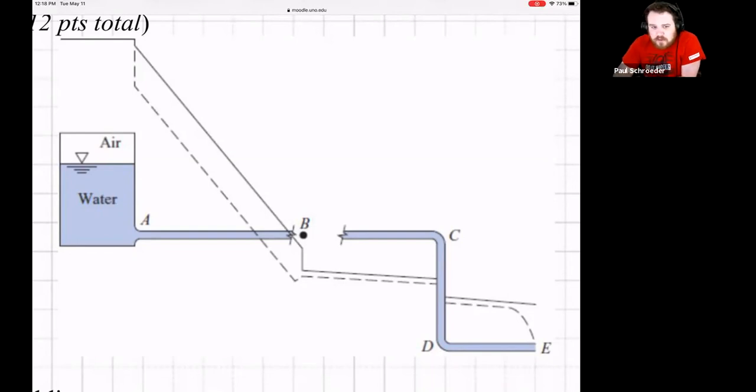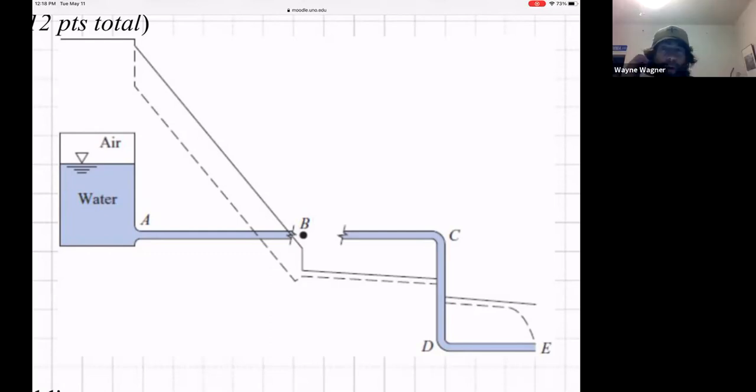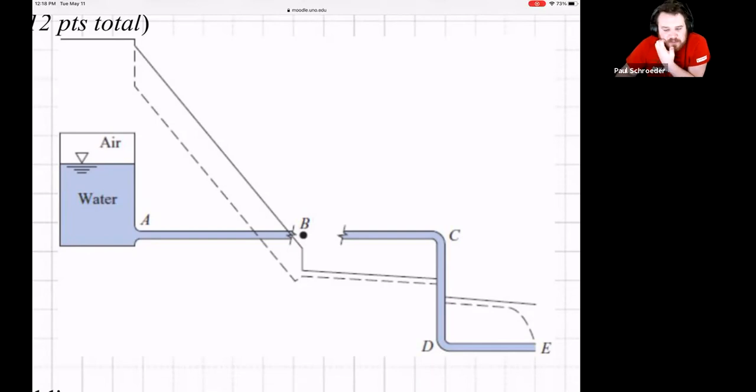All right, so then what's the pressure at E? Zero. So it's not going to a reservoir. What's it doing instead? Just going out into the atmosphere like a jet.